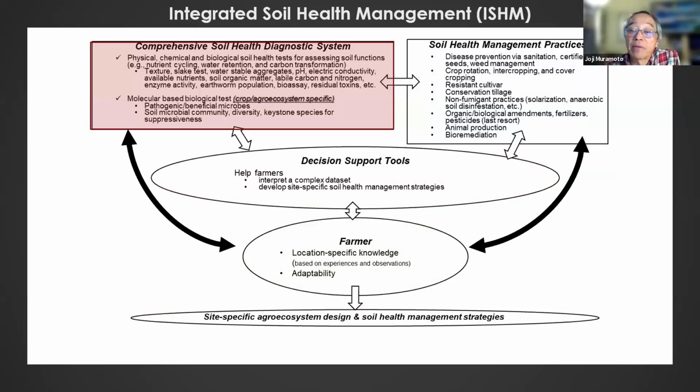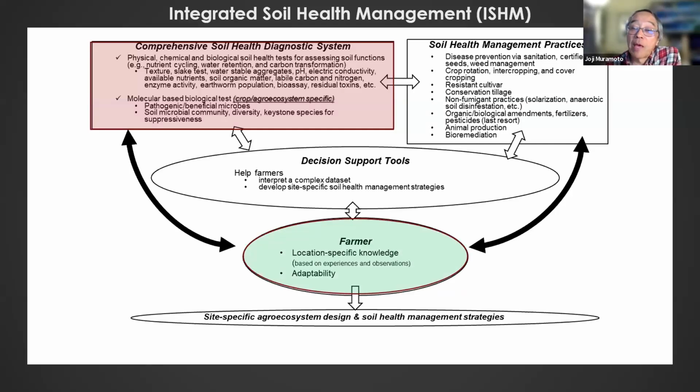First, a comprehensive soil health diagnostic system. This is created by integrating molecular approaches for quantifying pathogens, beneficials, and soil microbial indicators and their thresholds with an existing soil health measurement system measuring physical, chemical, and biological soil properties for assessing the soil's other functions, such as nutrient cycling, water retention, and carbon transformation. The diagnostic system will determine the disease potential both from the pathogen density in the soil relative to their economic threshold and the disease suppressiveness of the soil towards target pathogens, evaluated by its biotic and abiotic properties.